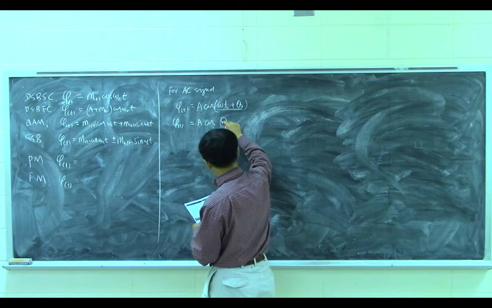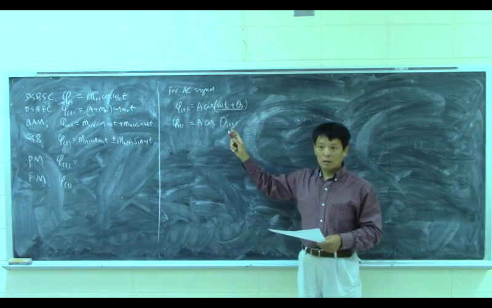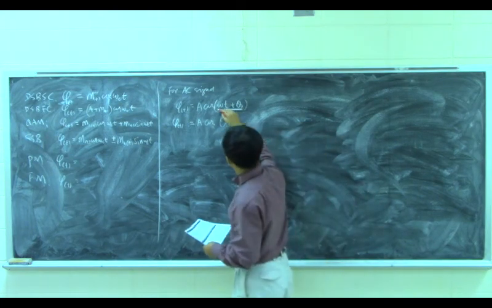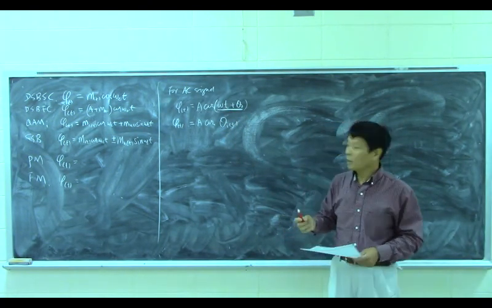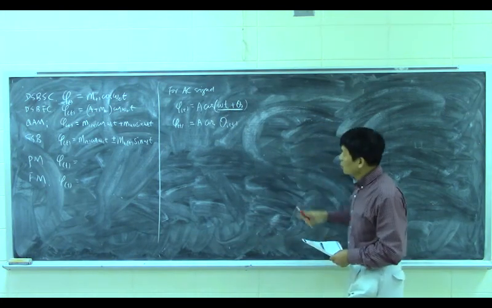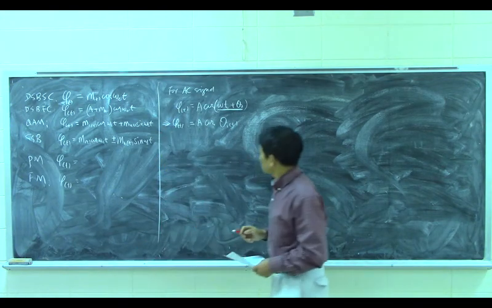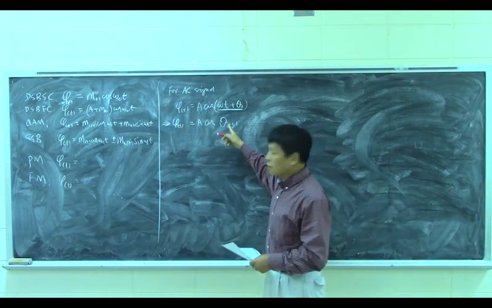Theta_i means the instantaneous phase, which means this is a function of time. This includes omega t and initial phase. Sometimes we can say initial phase equal to zero. So we can represent this one as this. This is called the instantaneous phase.